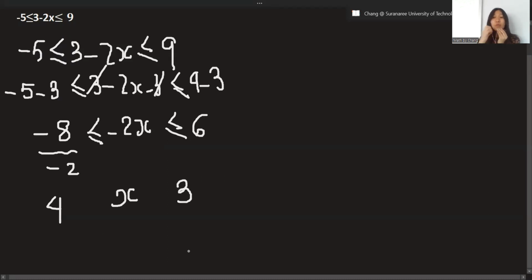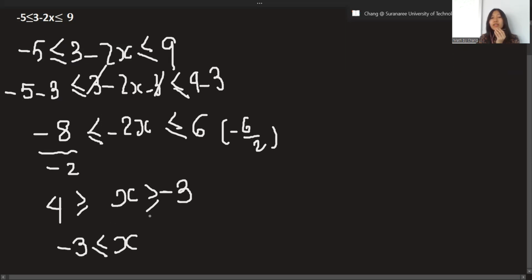According to the division property, when you divide by negative values, you have to change the sign. So less than or equal will change to greater than or equal. Oh, sorry, when you divide here by minus 2, you will get minus 3, because it is minus 6 over 2, so minus 3. So you can also write this: x is greater than or equal to minus 3 and less than or equal to 4. So this is the solution.